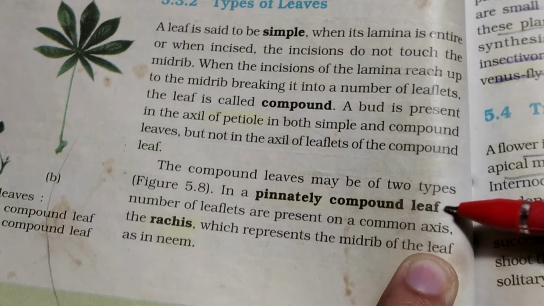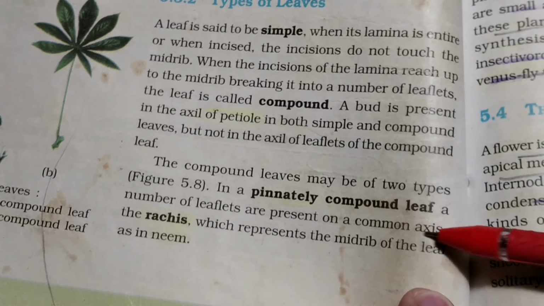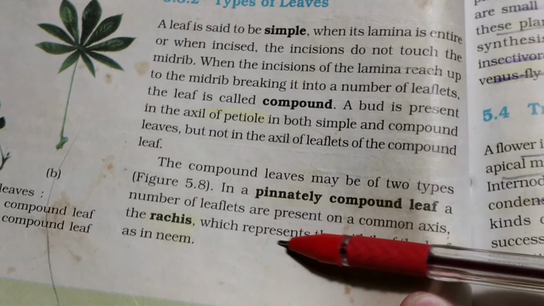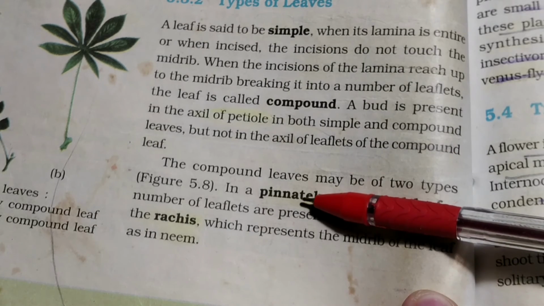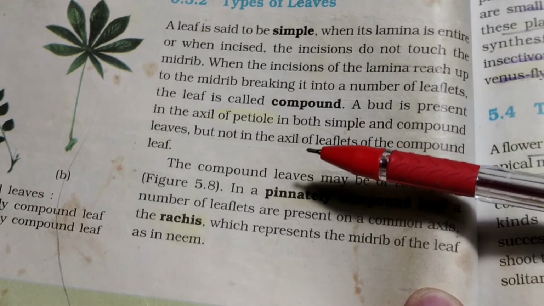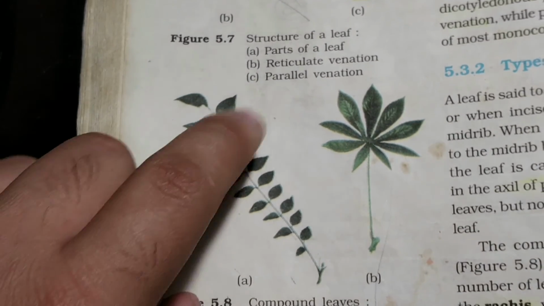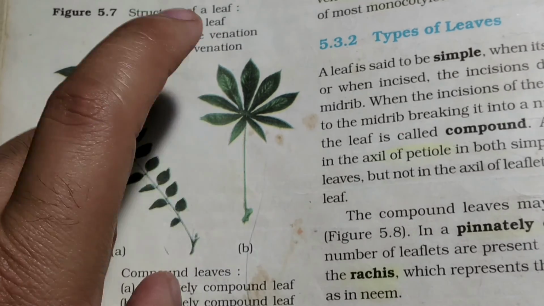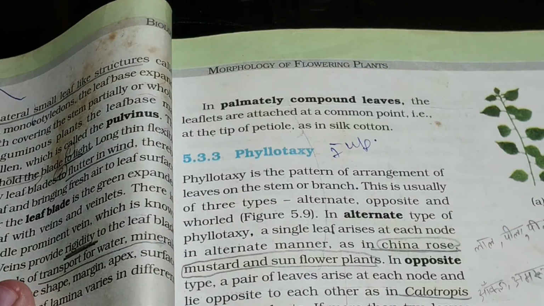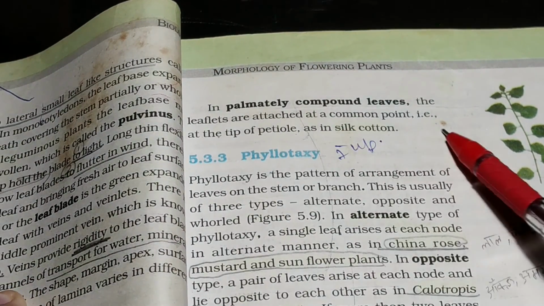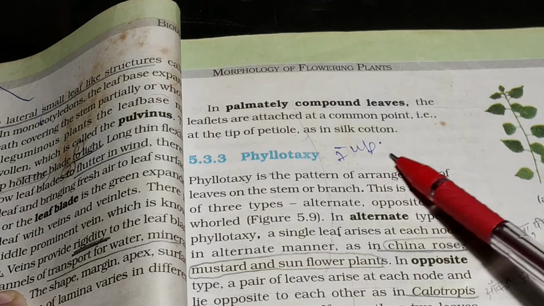Now the compound leaves may be of two types. In pinnately compound leaves a number of leaflets are present on the common axis, the rachis, which represents the midrib of the leaf as in neem. So neem is an example of pinnately compound. Then palmately compound leaf will also come. So look at the example of pinnately compound leaf, which is neem, shown here, and this is an example of palmately compound leaf, silk cotton. Okay, both are compound leaves, and they will have a rachis. Now let's see ahead. In palmately compound leaves, the leaflets are attached to a common point, that is, at the tip of the petiole, as in silk cotton.